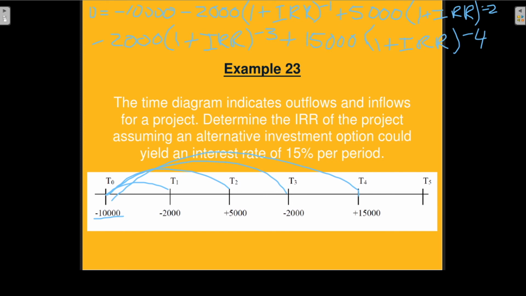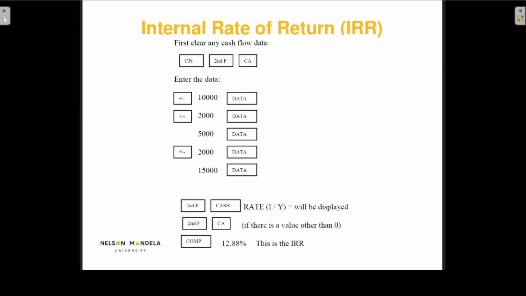Okay, so now we don't want to solve for the net present value. We have set the net present value equal to 0. We want to solve for the internal rate of return. Now we can't solve this by hand. We can only make use of a financial calculator. And you will see in your notes the steps that you follow to find the internal rate of return. It's very similar to the steps we follow to find the net present value. So if you follow these steps, you should be able to get your internal rate of return of 12.88%.